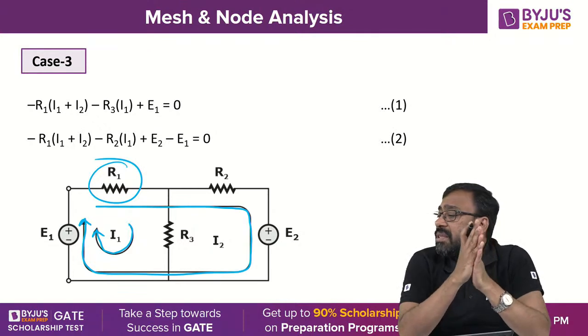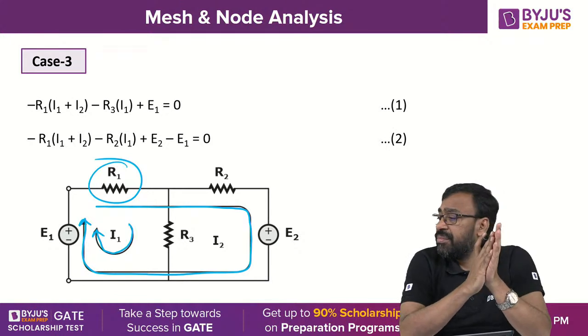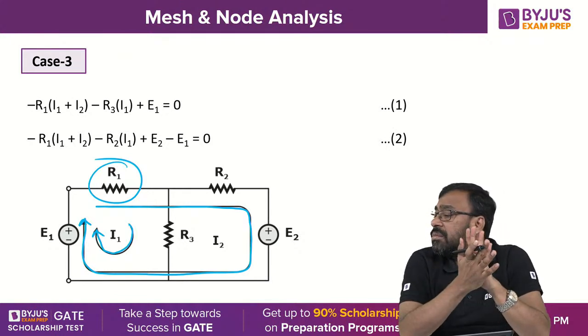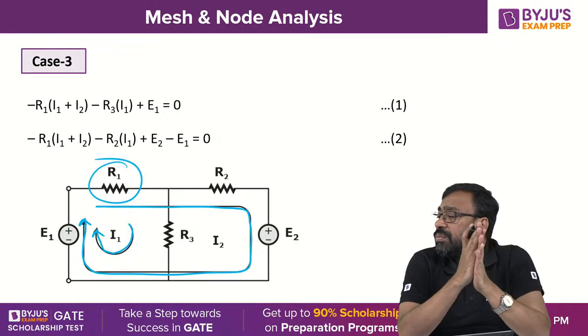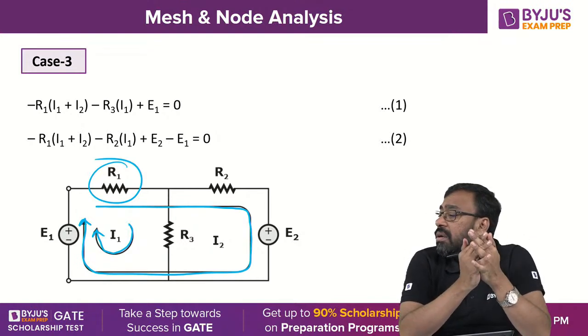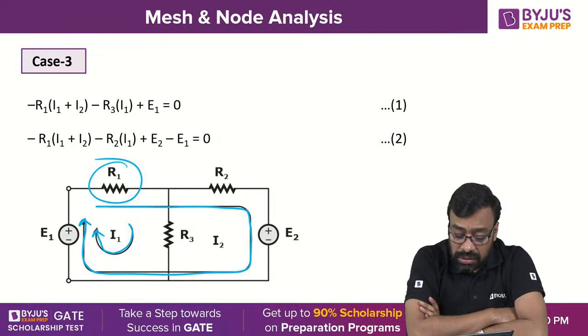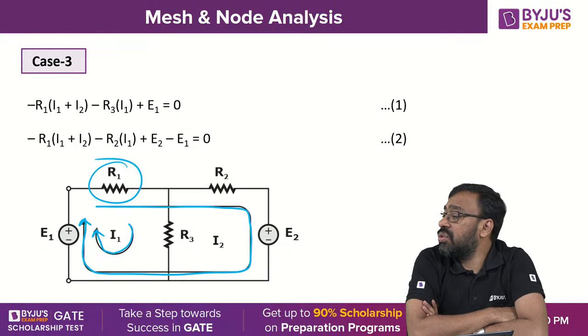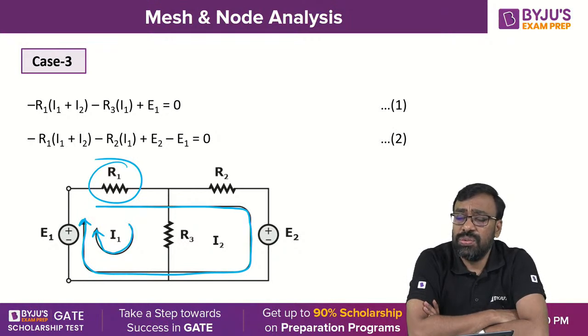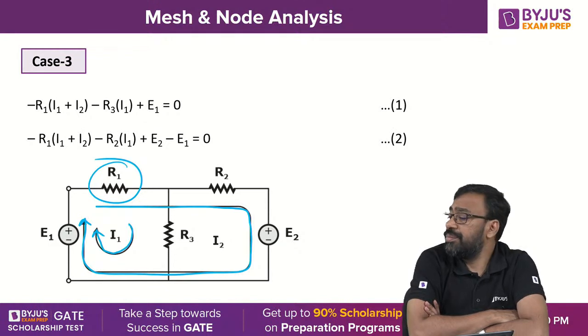Any problem you have? Some buffering issue somebody saying? Ravi Shankar, are you able to follow? Chandu is saying both. Which one? R1, right? R1 belongs to both loops. Very good, Lakshmi. But what about R3, Lakshmi? R3 belongs to only first loop, only second loop, or both first and second loop? Ravi Shankar, tell me.